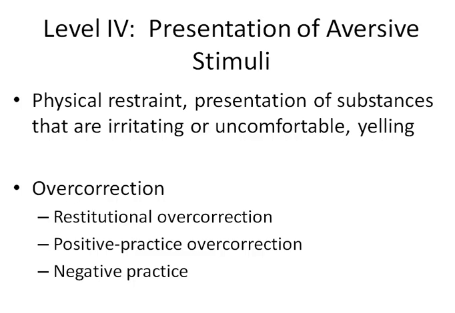There are some different kinds of techniques that are under the umbrella of overcorrection that are contained within this level 4 area. And there are 3 kinds of overcorrection that we're going to talk about. So there's restitutional overcorrection, positive practice overcorrection, and negative overcorrection.